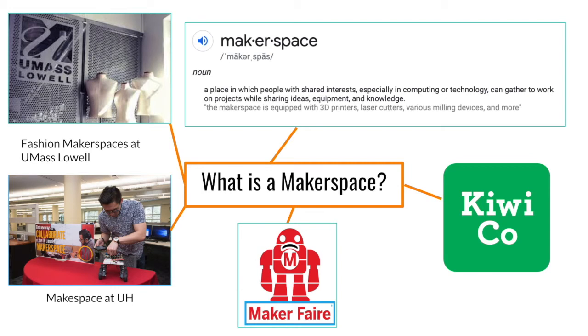So in the bottom left corner, there's a picture of a makerspace in a school setting at the University of Houston, and that's where a lot of makerspaces live, is in schools. And above that photo, you can see a picture of a makerspace at the University of Massachusetts, but this is a makerspace for fashion, where students can go and design textiles. So makerspaces are not just confined to computer technology or IT or things like that. There's lots of different kinds of makerspaces.